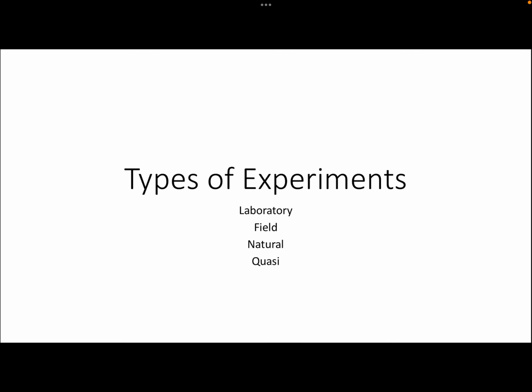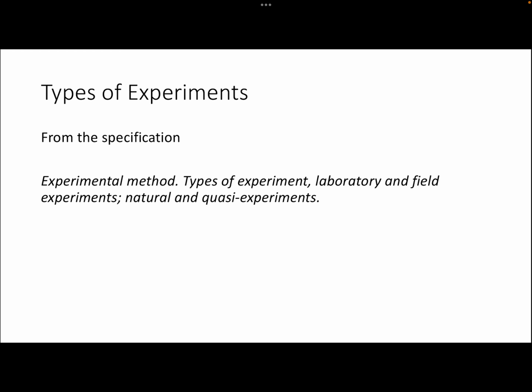In this video, we're going to be looking at types of experiments. So AQA requires you to know, as part of your research methods knowledge, the experimental method, which includes our 4 types of experiments. These are a laboratory or lab experiment, a field experiment, and then we have our not true experiments, but 2 other types of experiments, the quasi and the natural.